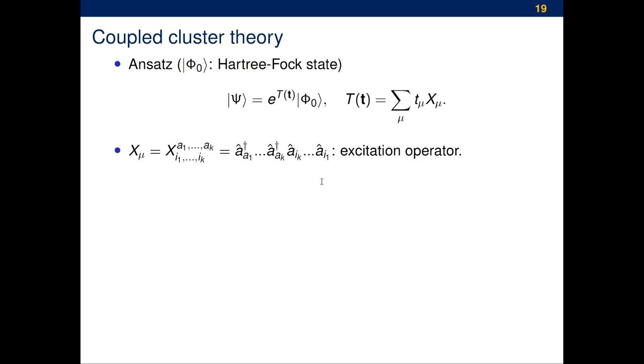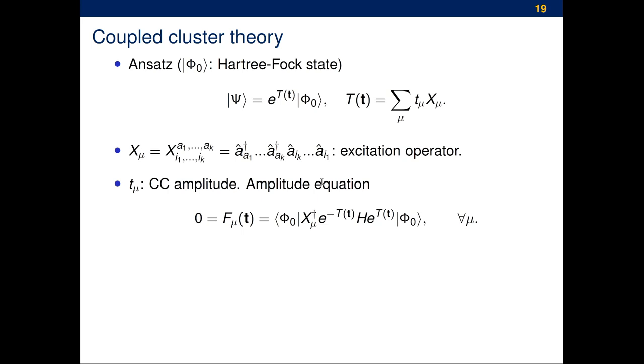You kick out k occupied indices and replace them by k virtual indices. So you excite the electrons from the holes and make them to be particles. All of this you can write down in terms of creation and annihilation operators in this form. This is the excitation operator. The excitation operators commute, which helps a lot when you derive the equations.